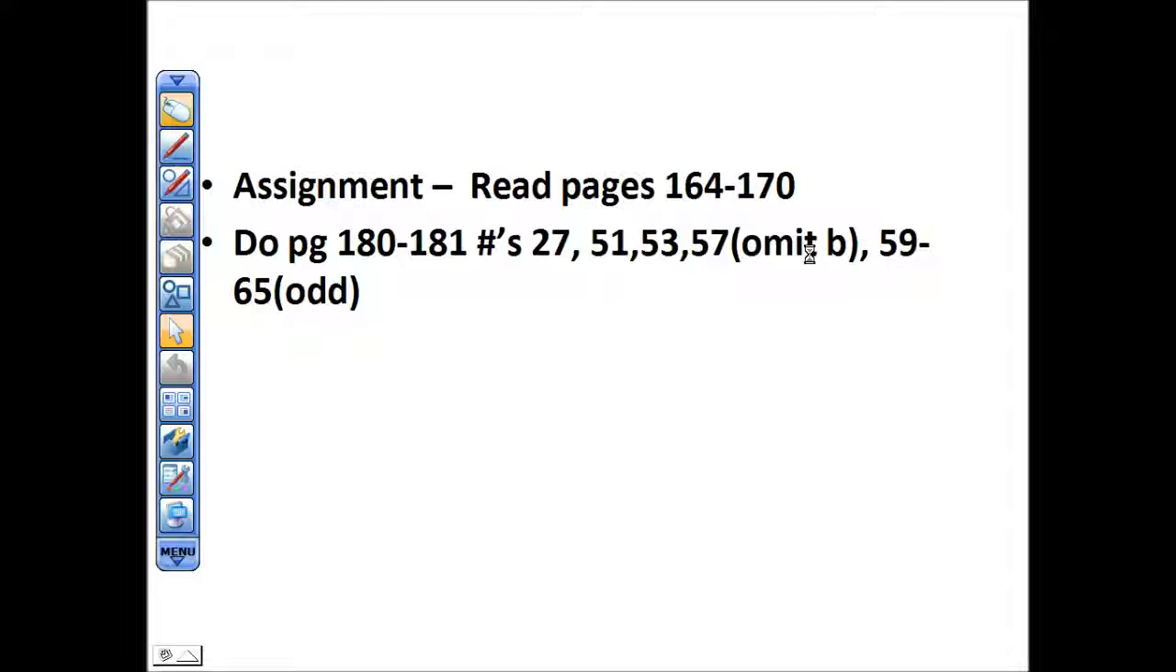And this will be due, if you're an A-day student, on Thursday. If you're a B-day student, this will actually be due on Friday. So I hope you guys have a great weekend, and if you were gone for tennis, hopefully you did well.